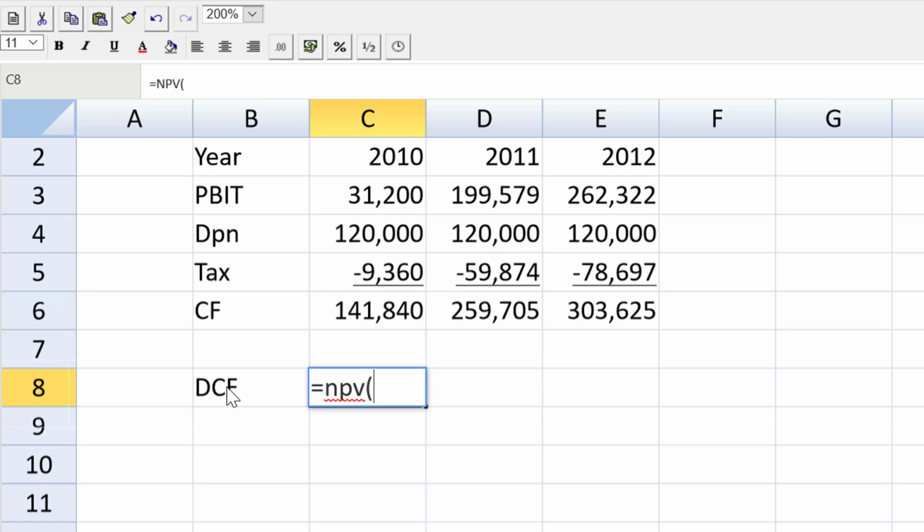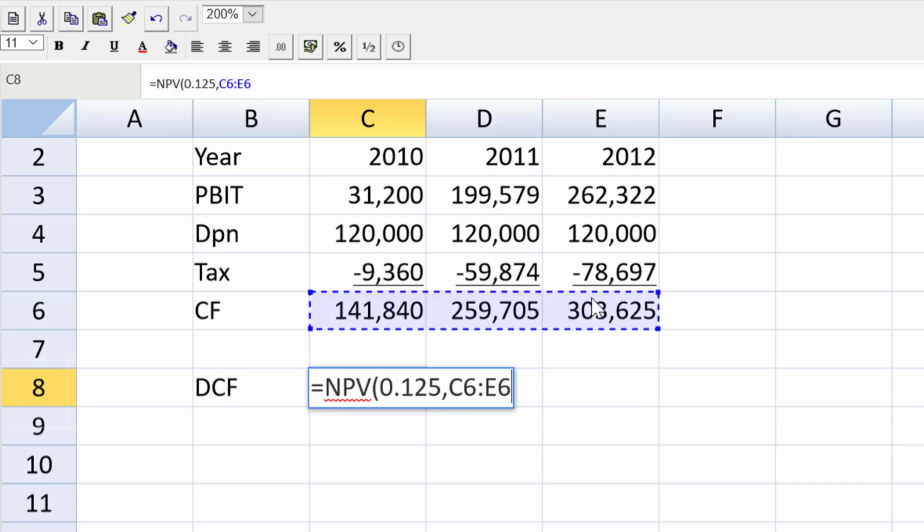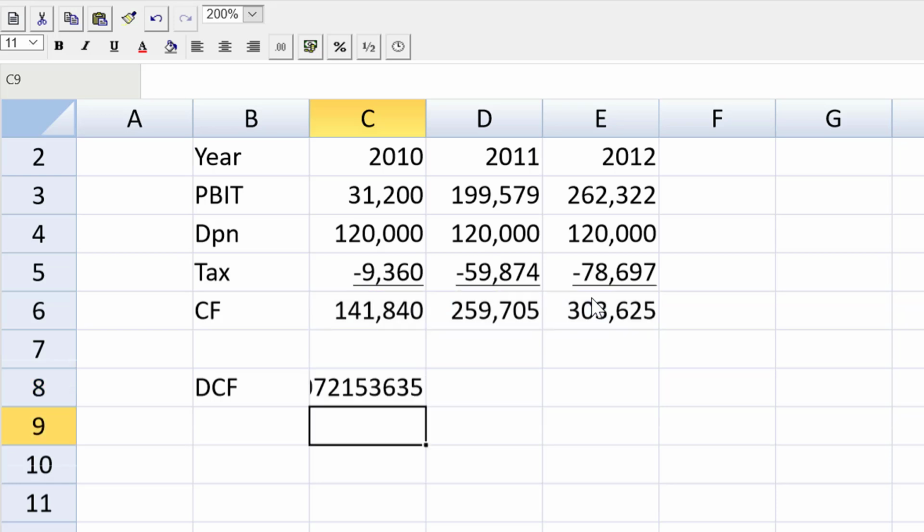We open a parenthesis, and the first argument is the discount rate. In the question, they tell us that the cost of capital is 12.5%. So we do a 0.125, expressing it in decimal places. Okay, we put a comma. And then I simply grab the range of cells that I'm discounting. And look at that. Now that's kind of unreadable. So now I will need to format that more neatly.